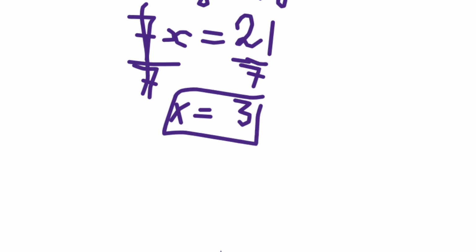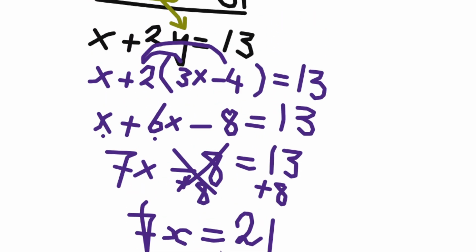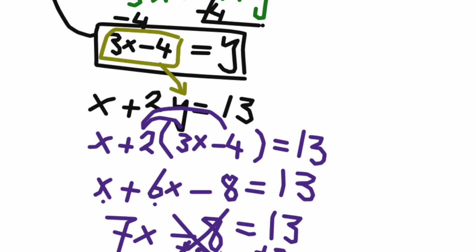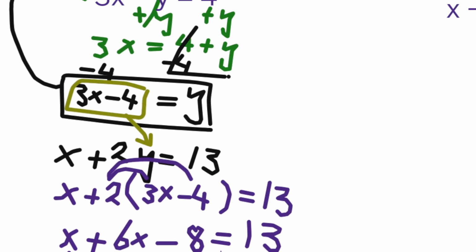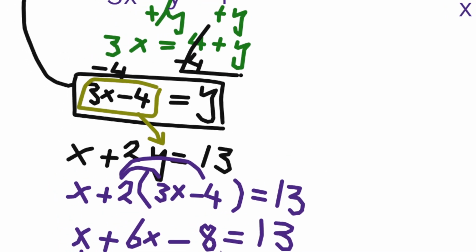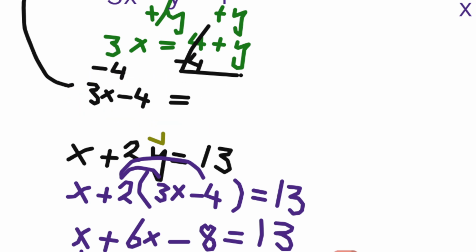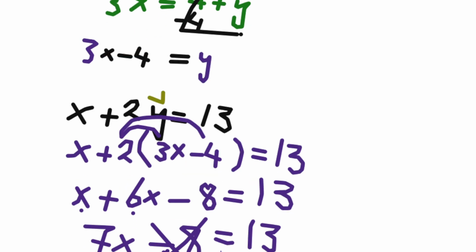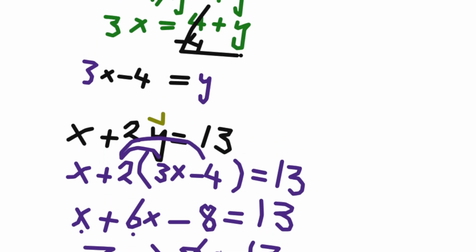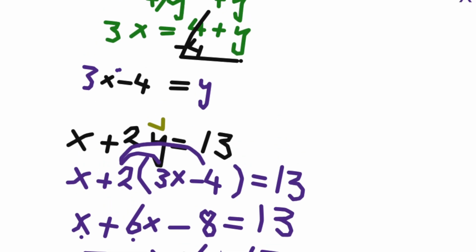That's good. We got x, but then we need to find y. Do you remember the value of y up here? 3x minus 4 equals y. So what I will do, this was the value of y, so it's 3x minus 4 equals y. I'll just substitute the value of x. What do we get? x is 3. So instead of this x, I'll use 3.